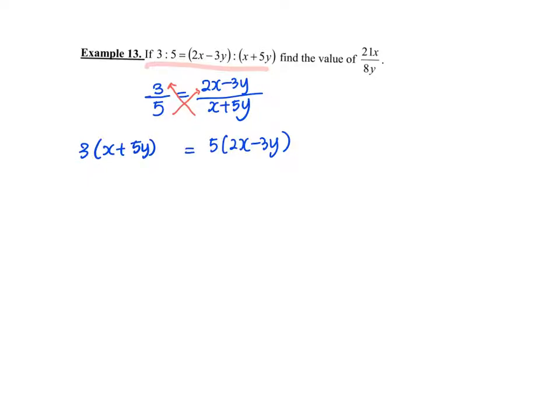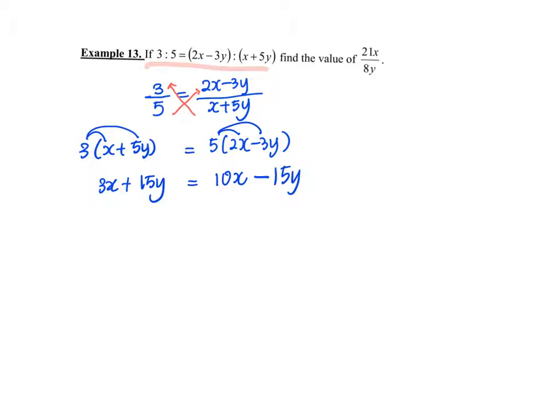What do we do? We're going to multiply 3 times x. 3 times x gives you 3x. 3 times 5y, 3 groups of 5y will be 15y. Okay, I need to mention Ryan in this video. Ryan, please remember to multiply, not add the numbers together. Alright, and then 5 times 2, 10x. 5 times negative 3y, this is minus 15y.